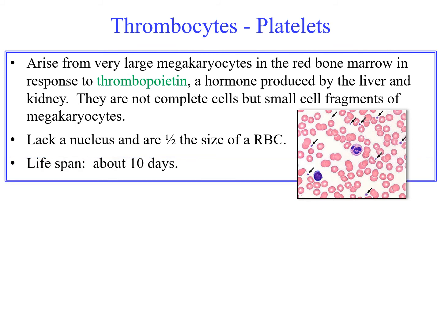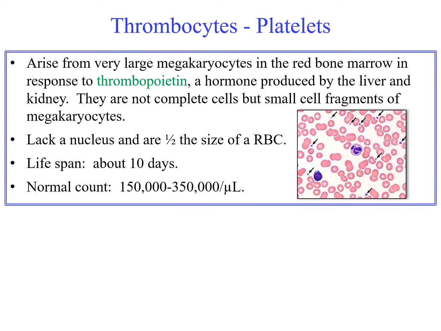They live a little over a week, so they're not around a whole lot. Their count is between 150,000 to 350,000 cells per microliter. So yes, they're more abundant than white cells, but they're not nearly as abundant as red cells are.